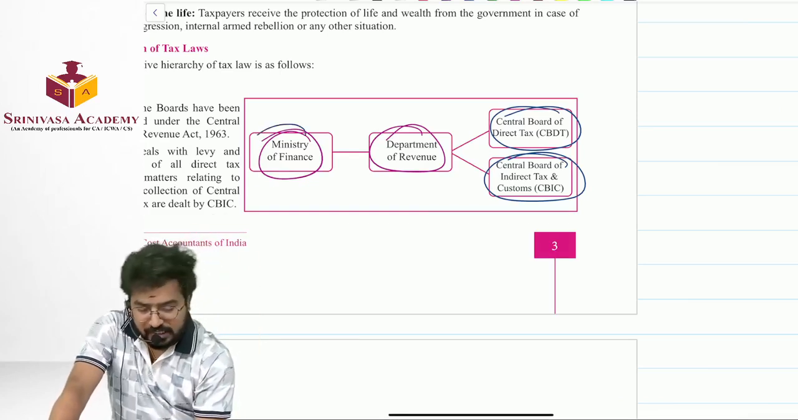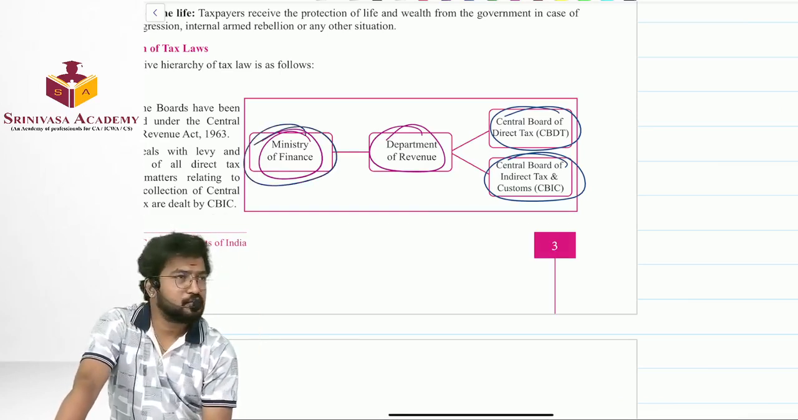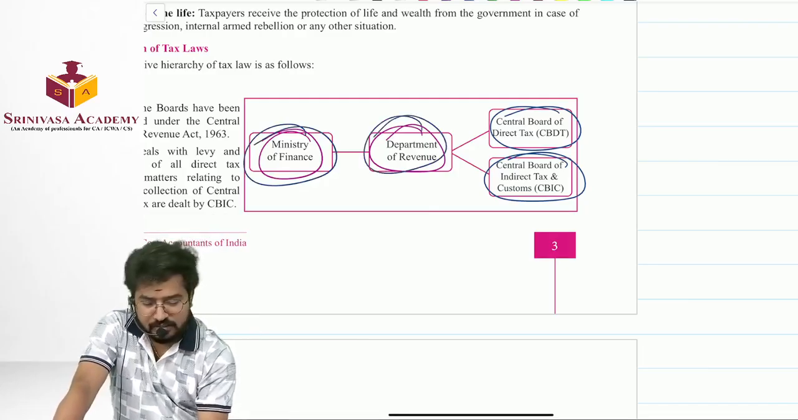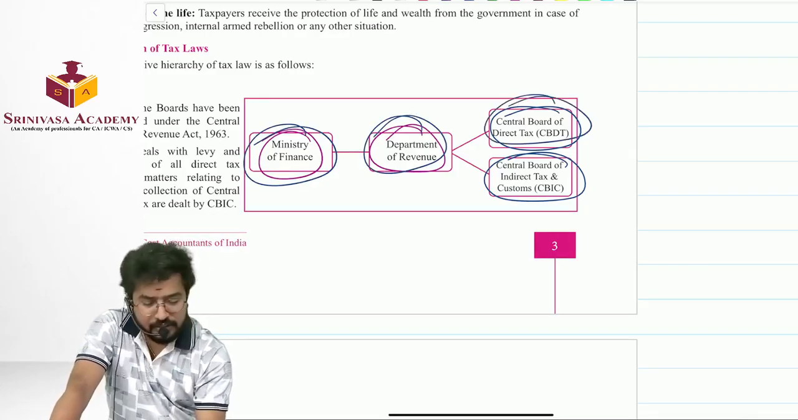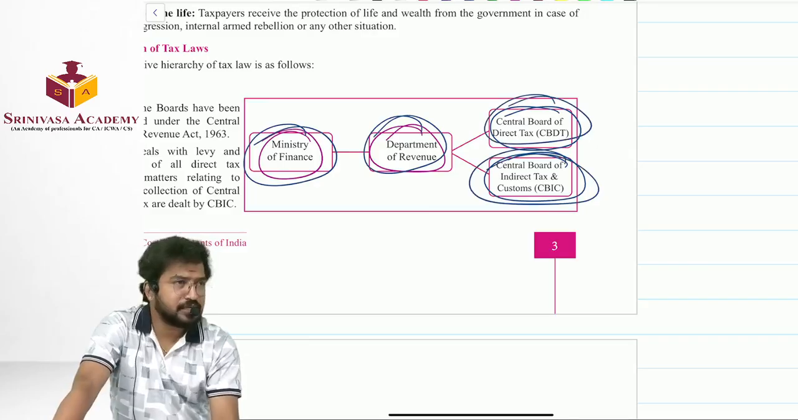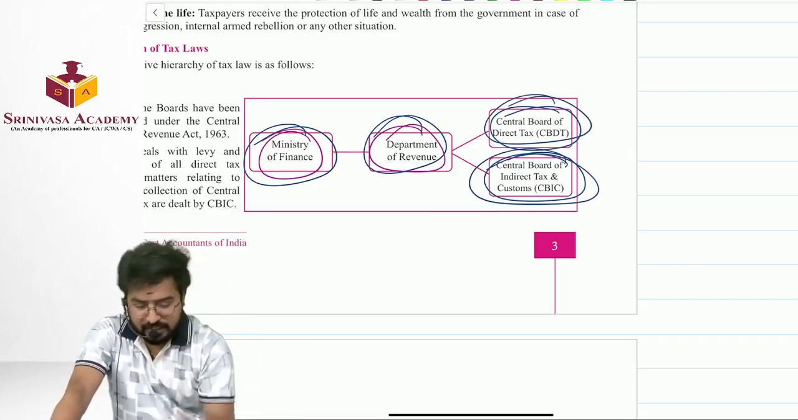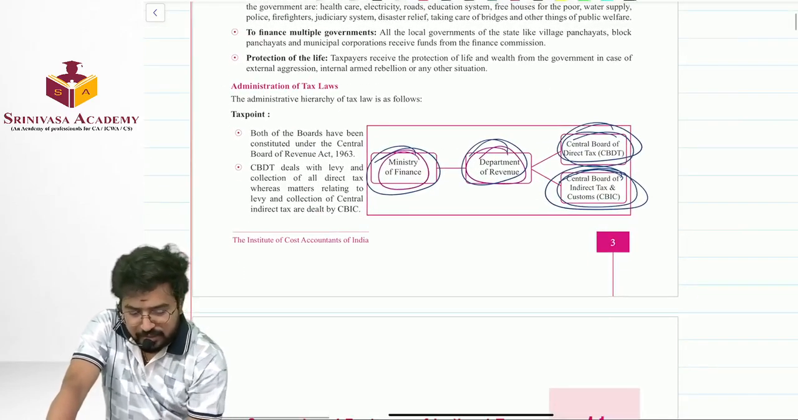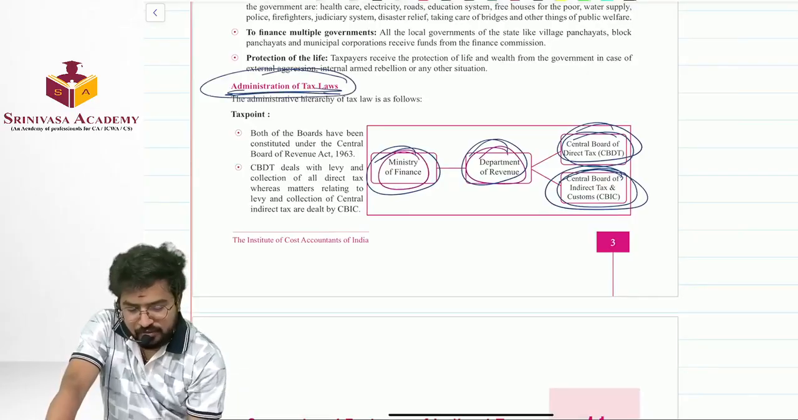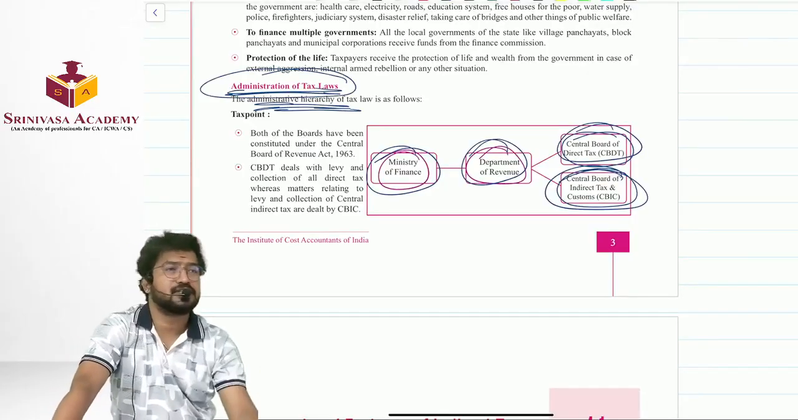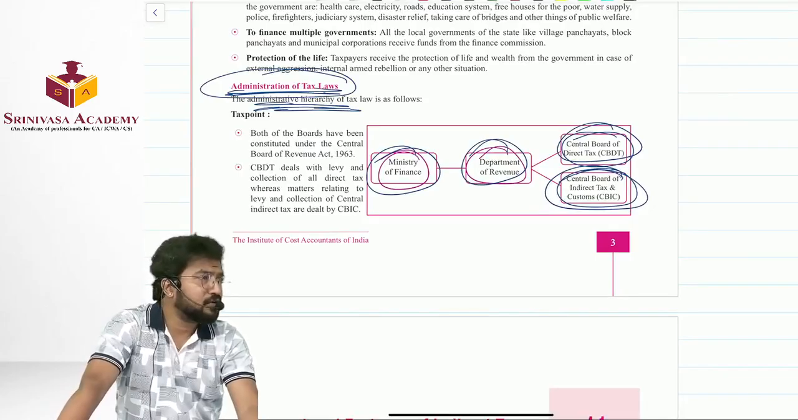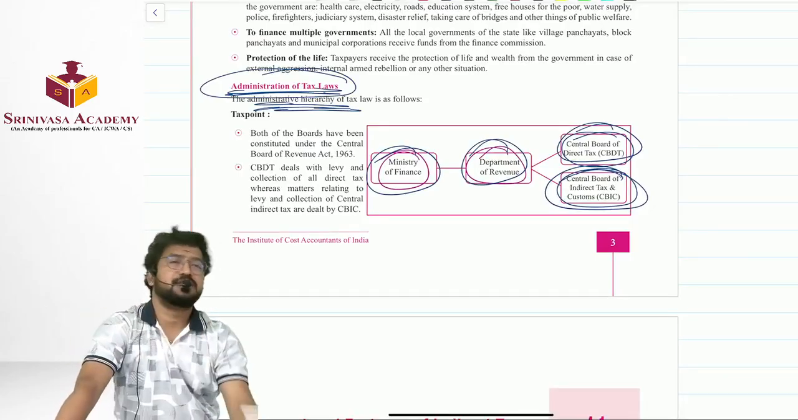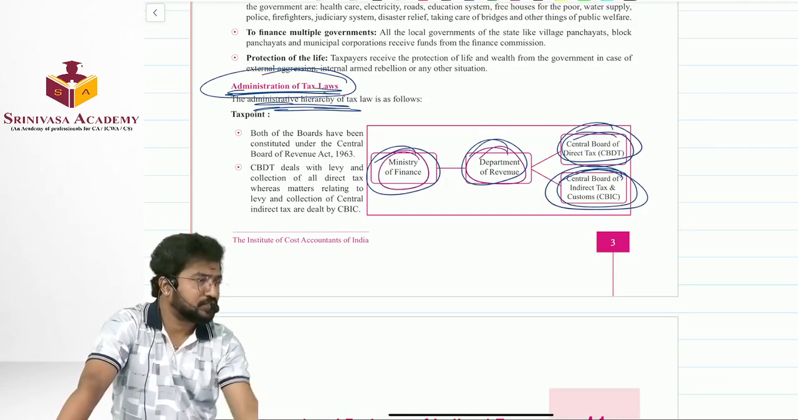And what is the hierarchy? First, under central government there is Ministry of Finance, there is Department of Revenue. Under that there are 2 bodies, that is CBDT and CBIC. Okay, this is the hierarchy. Okay, fine. Administration of tax laws. If they ask you the administrative hierarchy, what is that we have studied now? Take one last page in the notebook.